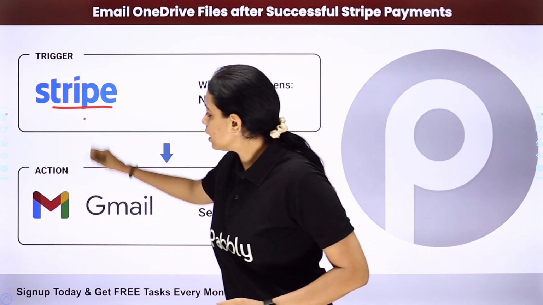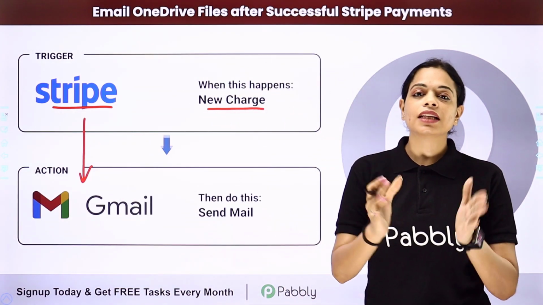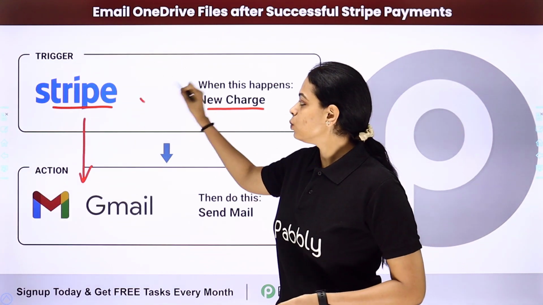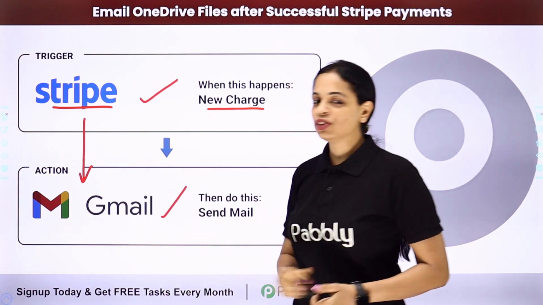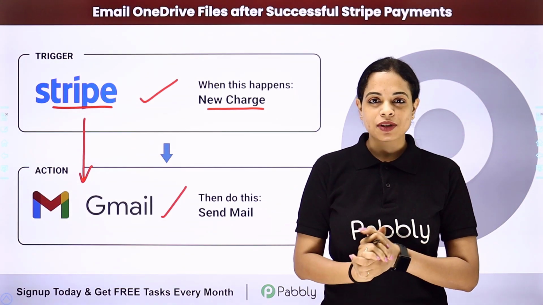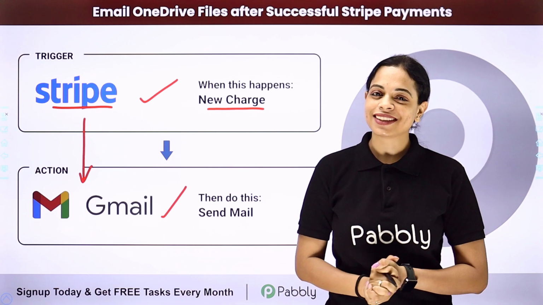For this, you will have to integrate these two applications, and the same thing can be done using Pabbly Connect software. So here, your trigger application will be Stripe and your action application will be Gmail. Now, how can you integrate and automate this entire process yourself? To understand that, let me take you to my screen.